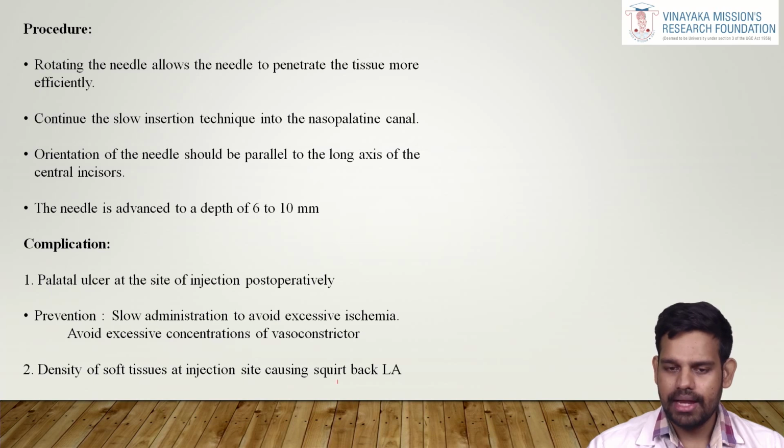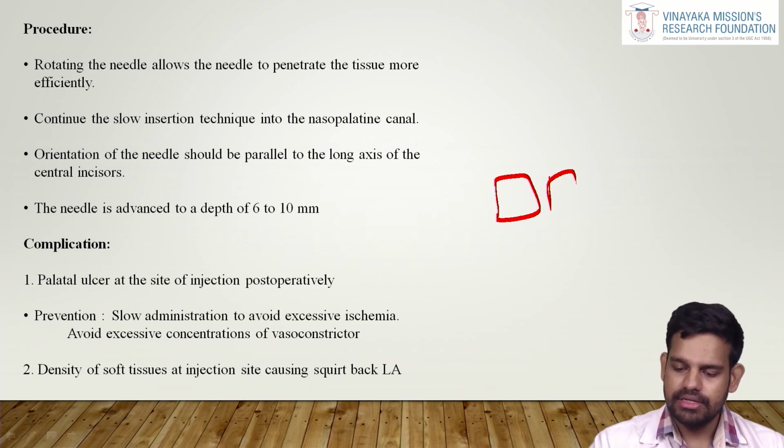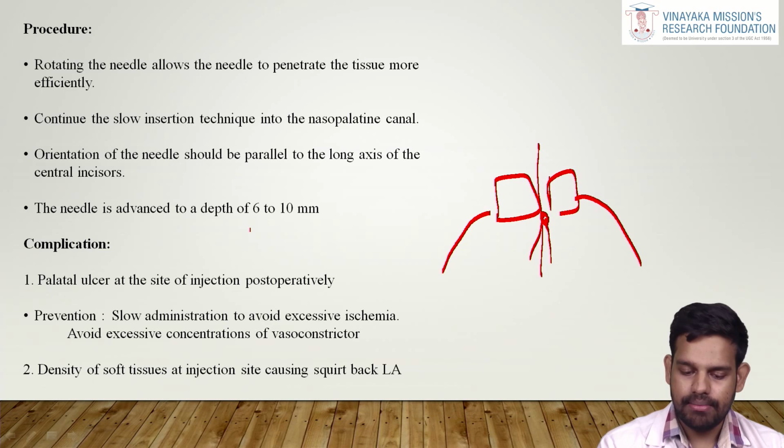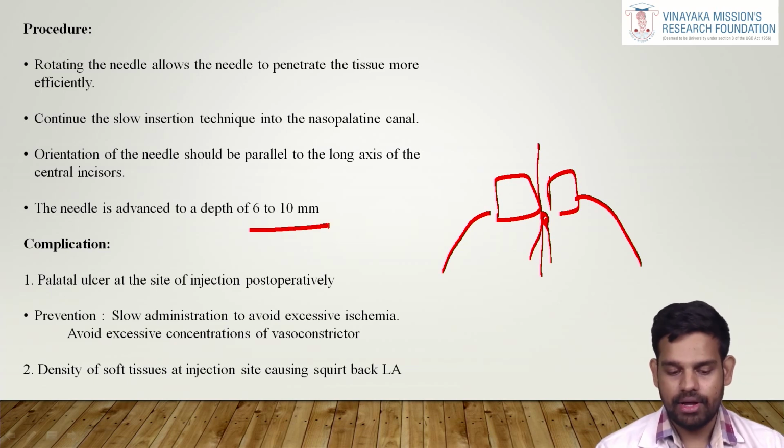Orientation of the needle should be parallel to the long axis of the central incisor. This is the central incisor and this is the incisive papilla. The needle is inserted along the long axis. It should be parallel. So the needle is inserted like this, parallel to the long axis of the central incisor. The needle is inserted lateral to the incisive papilla and is advanced to a depth of 6 to 10 mm into the nasopalatine foramen.